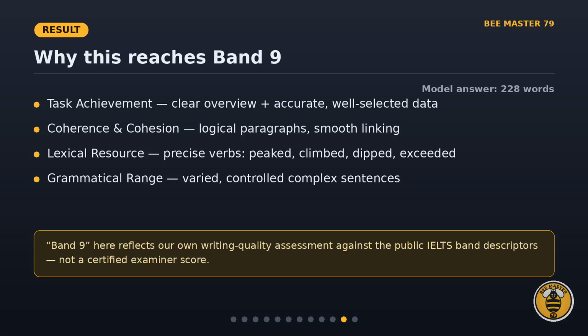Why does this reach Band 9? Task achievement, a clear overview and accurate, well-selected data. Coherence, logical paragraphs, and smooth linking. Lexical resource, precise language like peak, declined, and dips. And grammar, a range of accurate complex sentences. One honest note. Band 9 here is our own writing quality judgment against the public IELTS descriptors, not a certified examiner score.